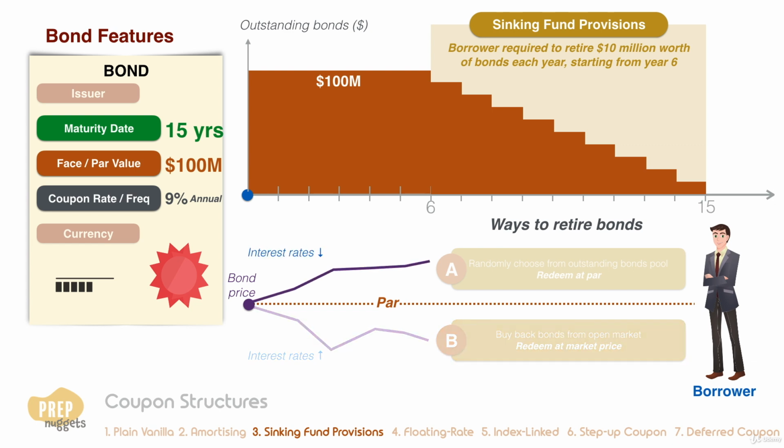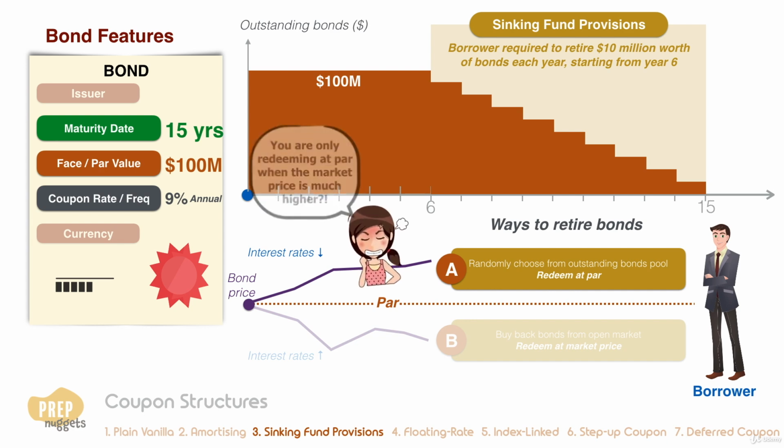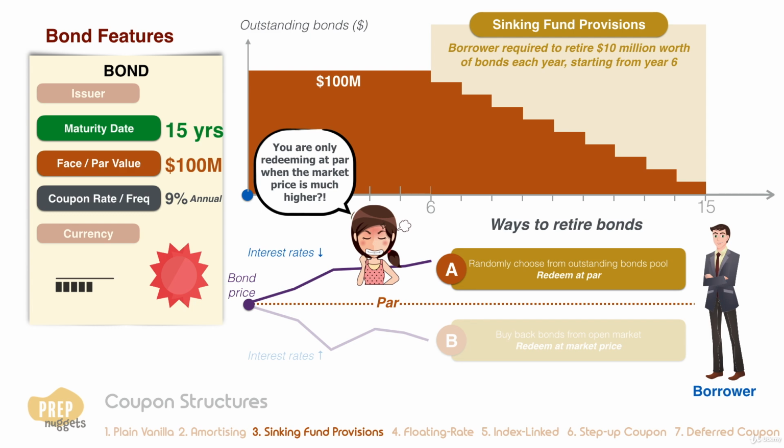If interest rates have fallen since issuance, the market price will likely be higher than par. The bond issuer is more likely to redeem the bonds from selected bondholders at par value. Imagine if you're the bondholder. You may get very mad because you're only getting back the principal, rather than the higher amount that you can sell in the open market.